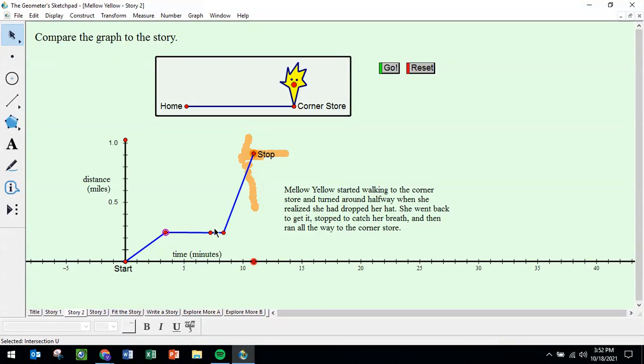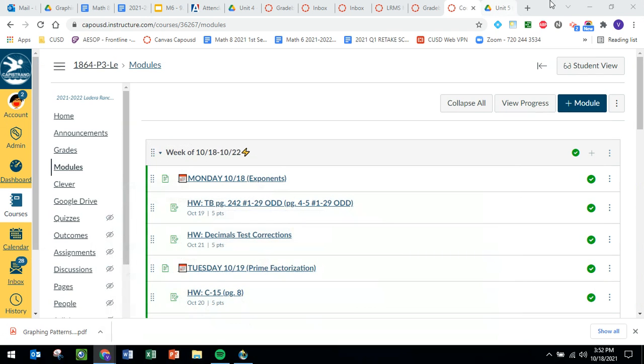Now, time moves forward even as you stop, but your distance does not change. Notice if you go half a mile and then you stop, you stop at half a mile. If you go backwards, that means it's going back down. If you go back to the corner store, speeding up really steep, that means you're moving at a quick rate. Go ahead and try to answer some graph questions on your own. Good luck.